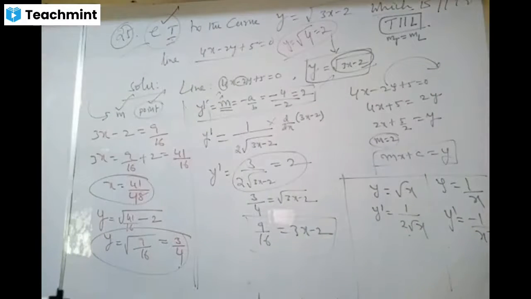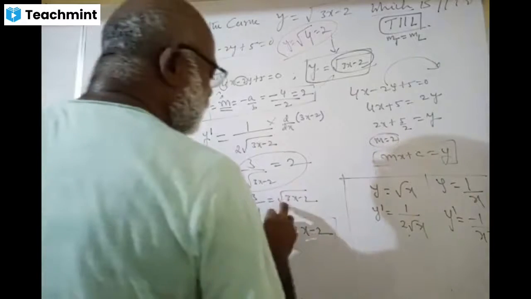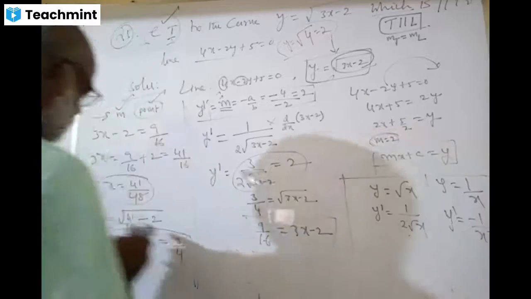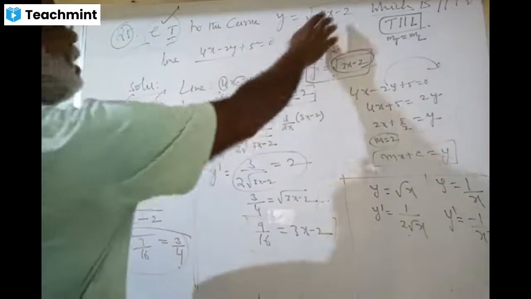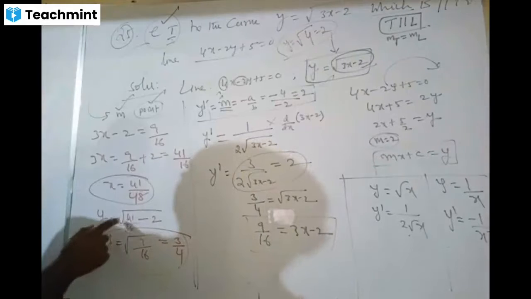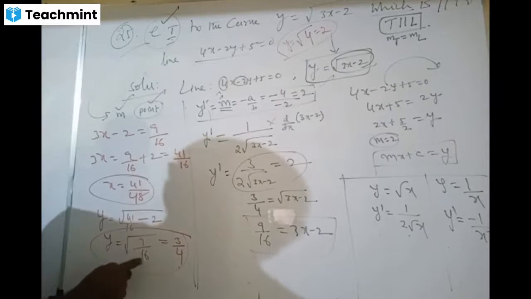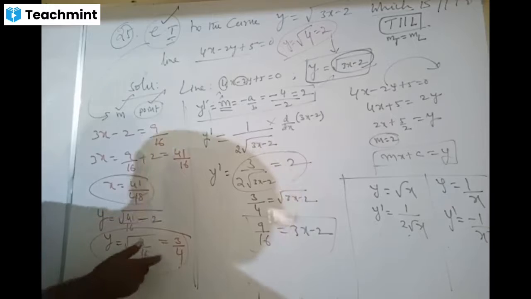We understood, please. It's already under square root. That means it's only the positive value. Look, root of 41/16 minus 2, and root of 9 by 16 is 3 by 4.